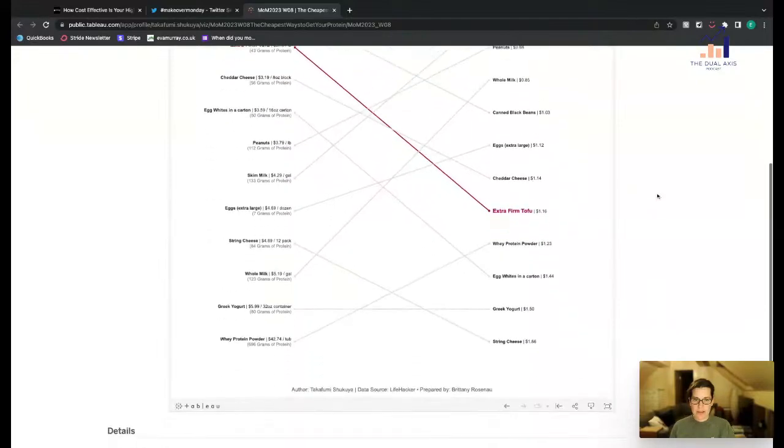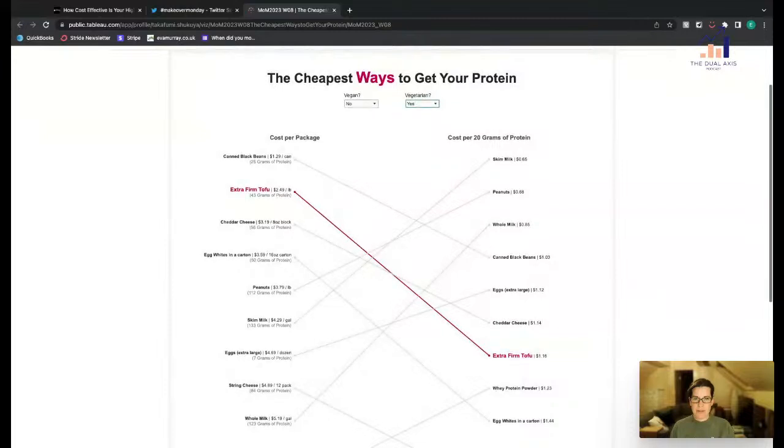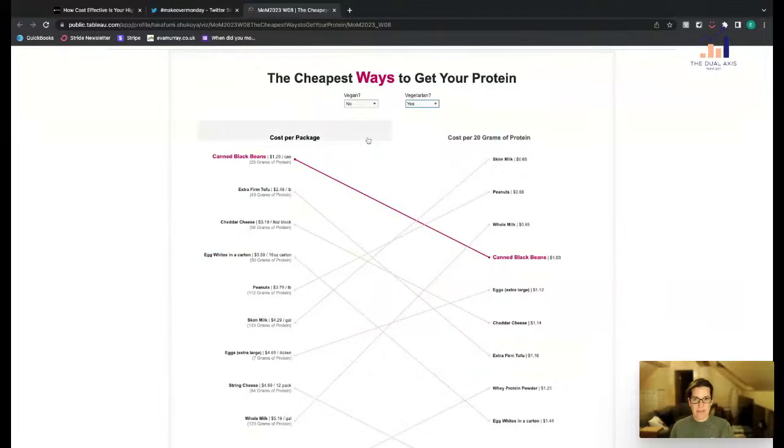Okay, so tofu seems to be the cheapest. I don't understand why Waze is pink rather than cheapest. Because isn't that, well, I guess it's not the cheapest, but why is tofu now pink? I don't understand that. Oh, it's just my selection.